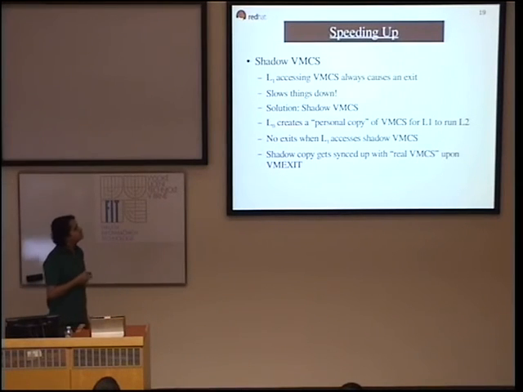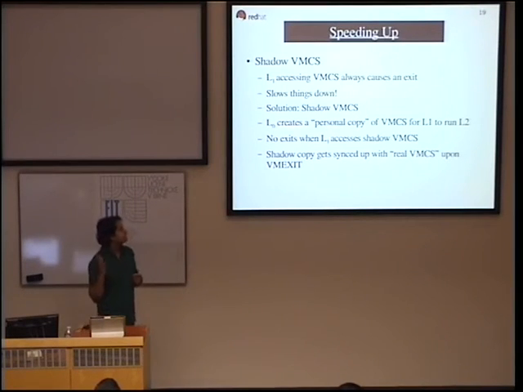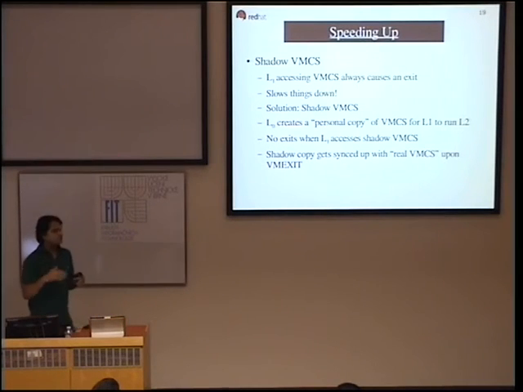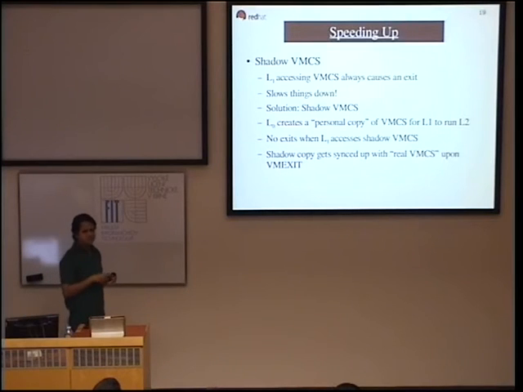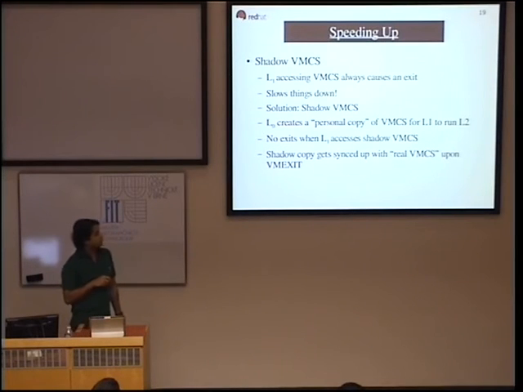So Shadow VMCS is basically, as I said, every time the level 1 hypervisor is going to touch the area that it thinks is the VMCS, we exit back to L0, and then L0 is going to emulate that information and write the real VMCS field and get back to running L2. So what Shadow VMCS gives us is, of course, this is provided by hardware.